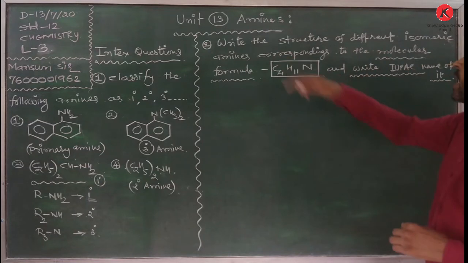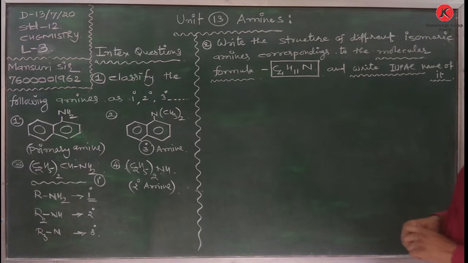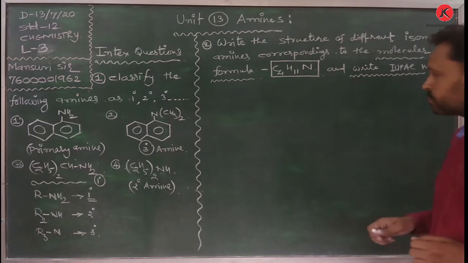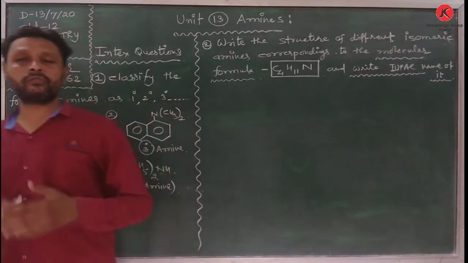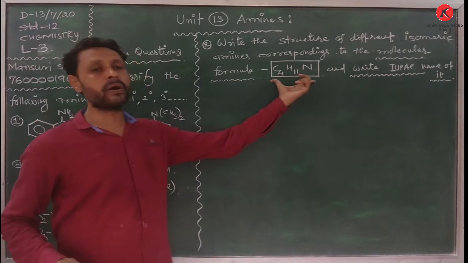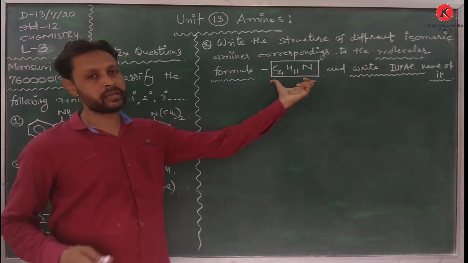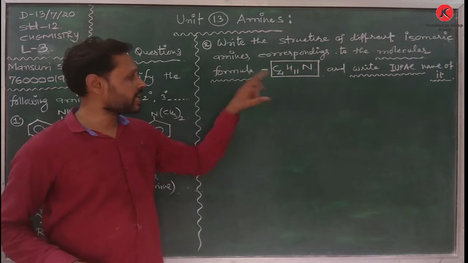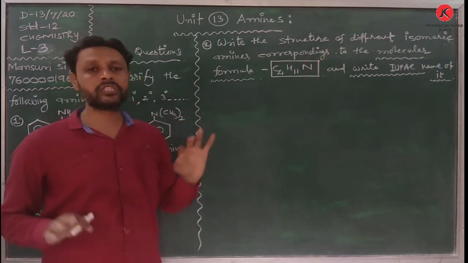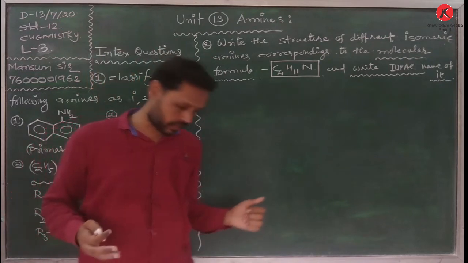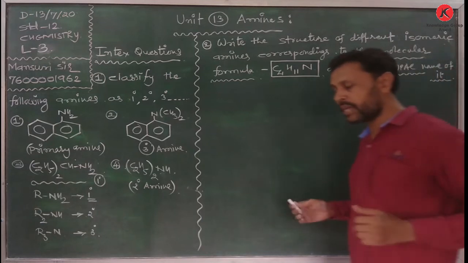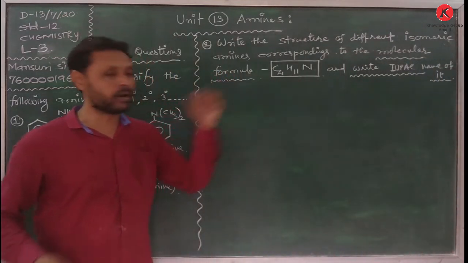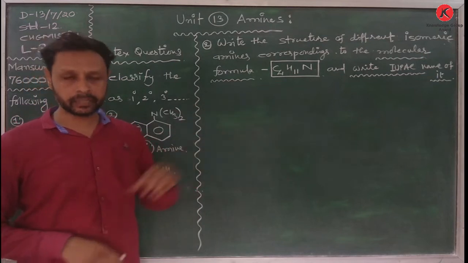Now, second question is: write the structures of different isomeric amines corresponding to the molecular formula C4H11N and write the IUPAC name of each. First of all, what we have to do? Here you are given a compound C4H11N, meaning an amine compound, and you have to make different structural formulas. That means we have to make isomers of this compound. It should not be repeated, right?